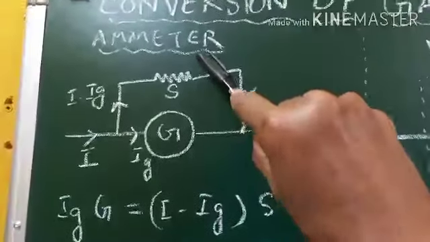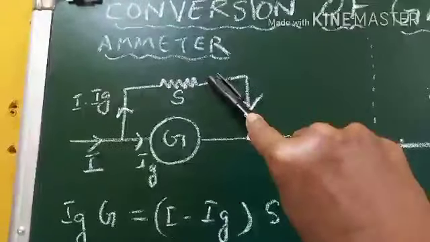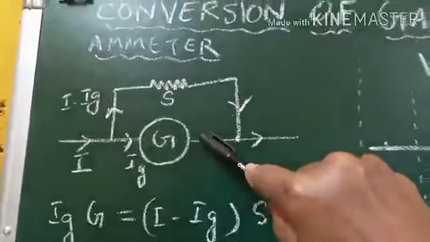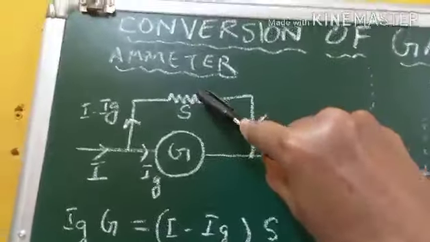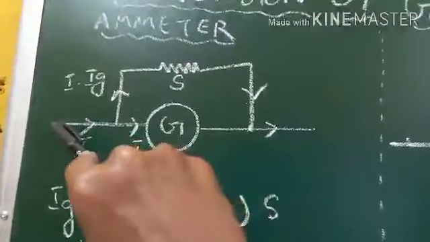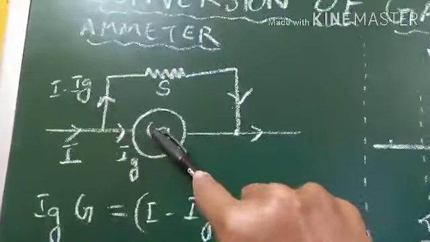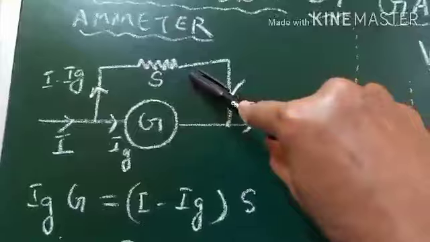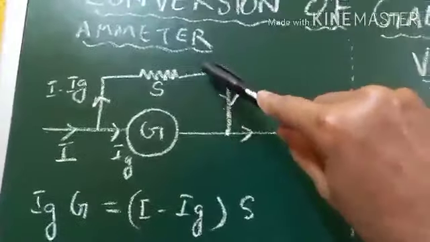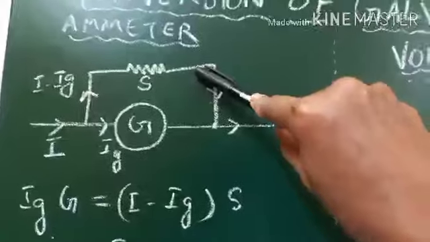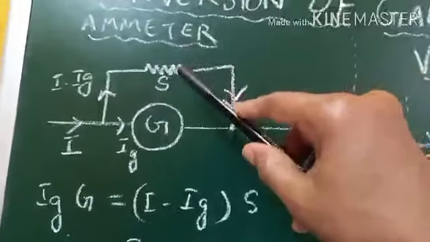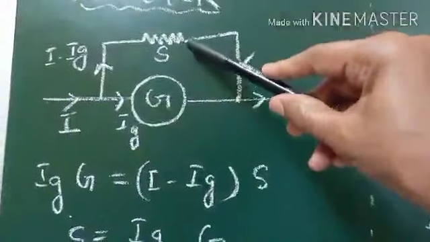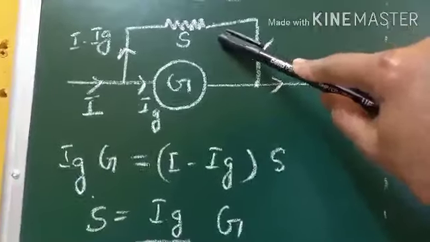Since the resistance is very low, only a small part of the total current will pass through this galvanometer. Because the shunt resistance is very small, out of the total current only a very small current will pass through the galvanometer part, and the remaining current will pass through this shunt. The value of this shunt resistance depends upon the range of the current, how much current you have to measure, whether in terms of milliampere or ampere or 50 ampere, 500 ampere. Accordingly, you will have to select the value of the shunt resistance. How are we going to see that?